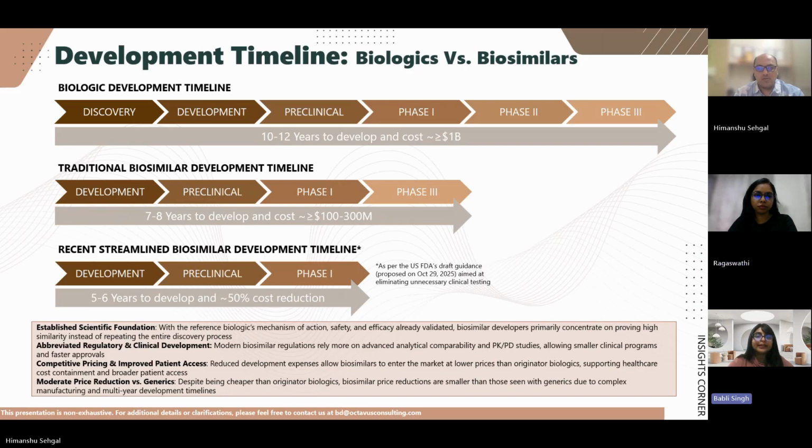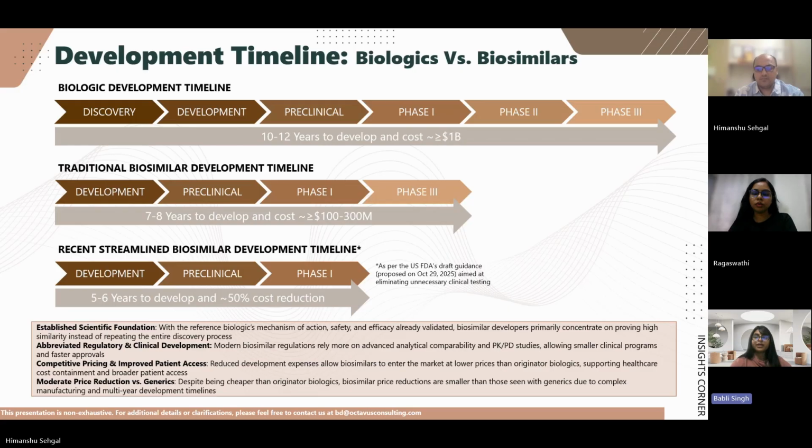Yes. So the next slide is talking about the development timeline of biologic versus biosimilar. At the top, you can see the biologic timeline. It runs from the discovery all the way through phase 1, 2, 3 trials, typically taking around 10 to 12 years and costing close to $1 billion.